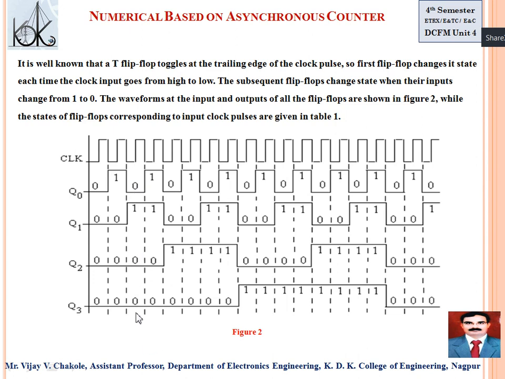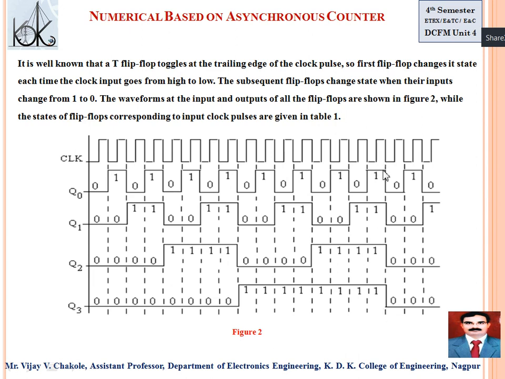So for changing 0 to 1, 1 clock pulse, 1 to 2, 1 clock pulse. So up to this you require 2 clock pulses. In this way the working of the counter takes place. Lastly you are going to 15, that is 1, 1, 1, 1.